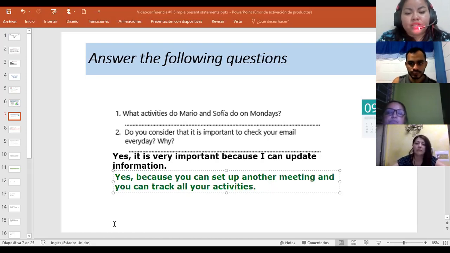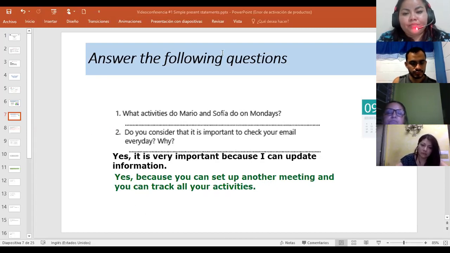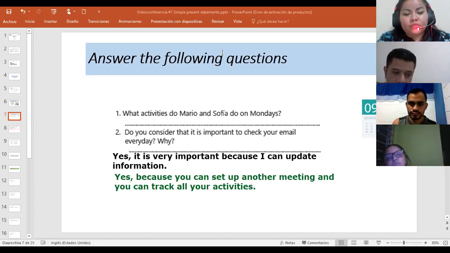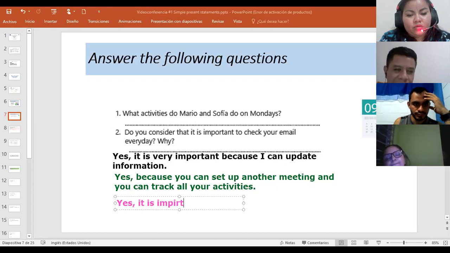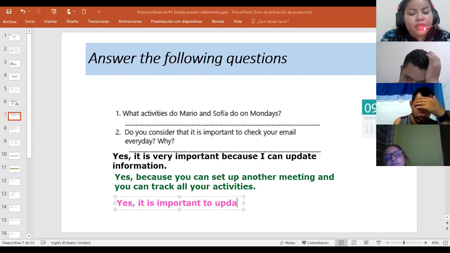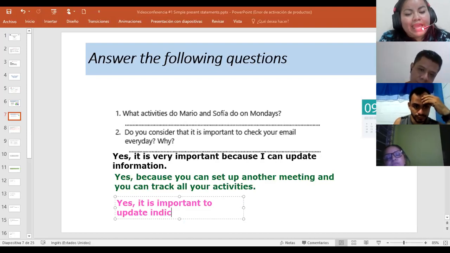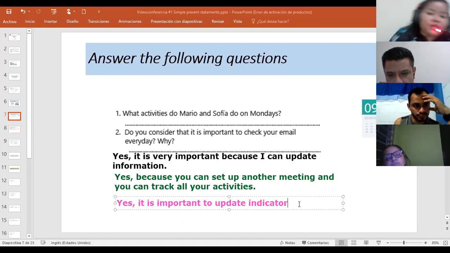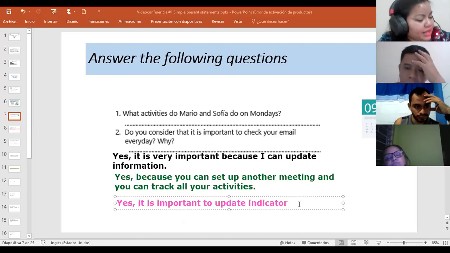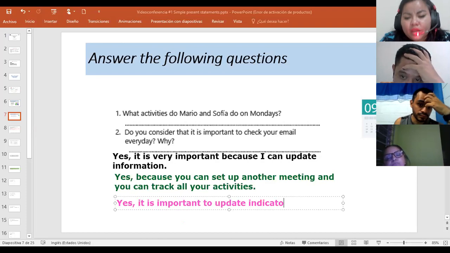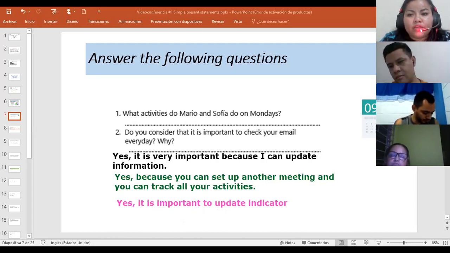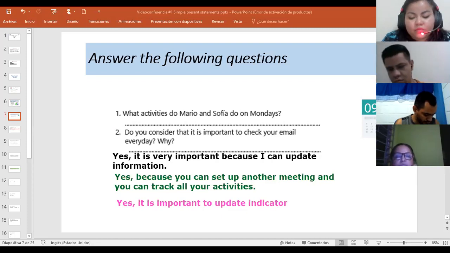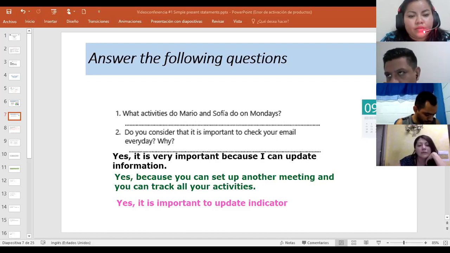Josue, do you consider that it's important to check your email every day? Yes. Why? Is important to update indicator. What do you want to say in English? Tell me in Spanish. Para actualizar, o para mantener al día los indicadores. To update, okay. In this case, we can say that. Okay, very good. What else? Who has another question? Another one? No?